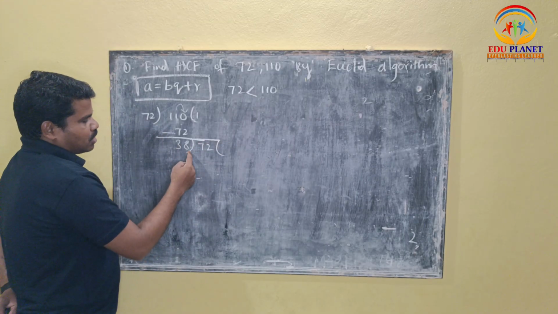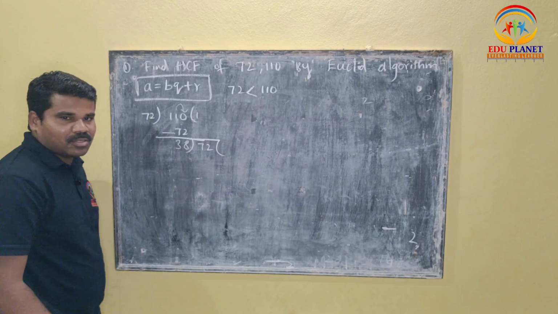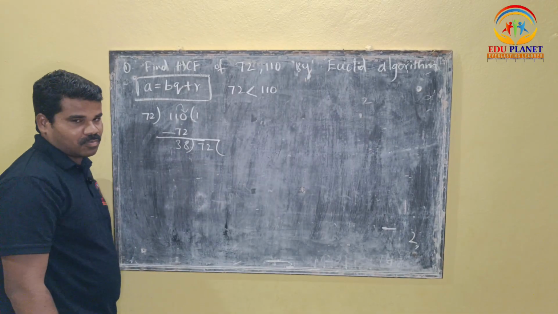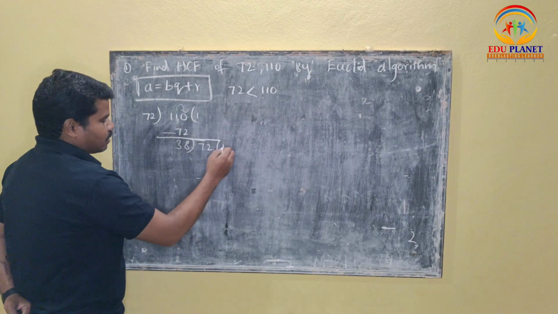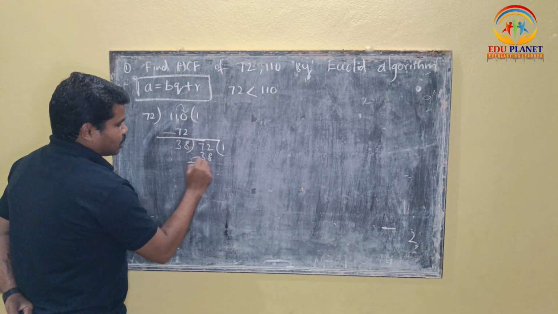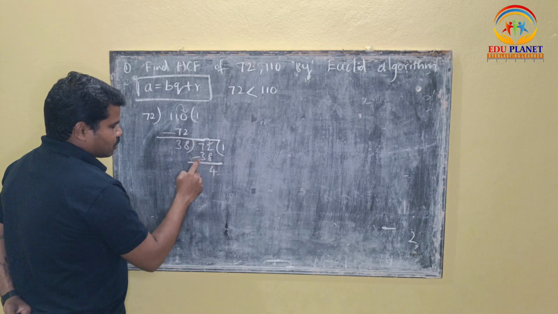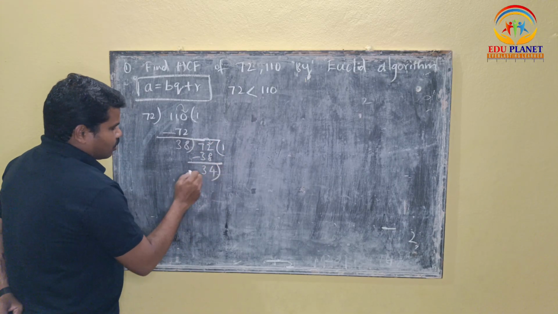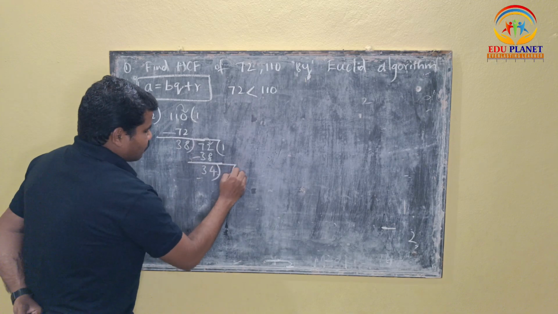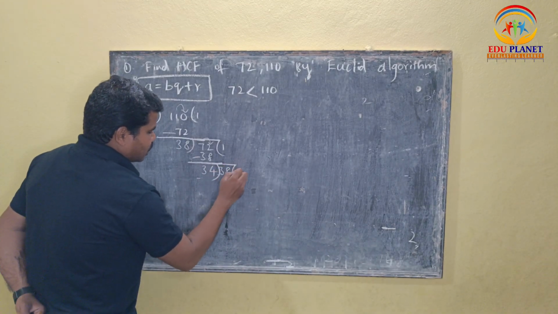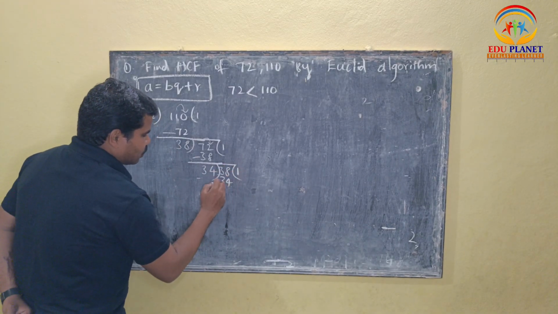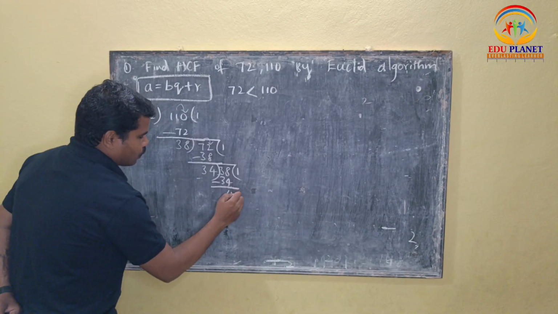In the 38 table, 38 ones are 38, 38 twos are 76. 76 value is exceeding, so take ones only. 38 ones are 38. 12 minus 8 will be 4. 6 minus 3 will be 3. Previous divisor will become the dividend. That is 38. 34 ones are 34. 38 minus 34 will be 4.